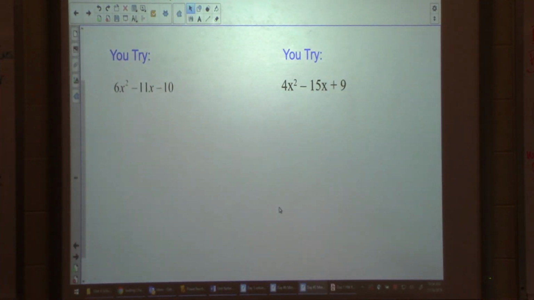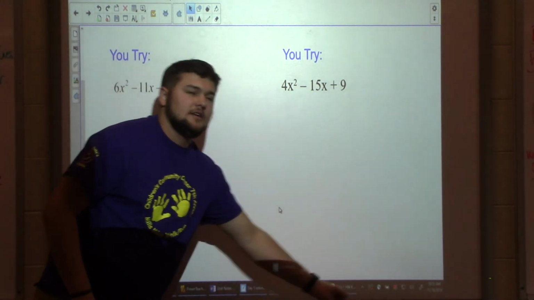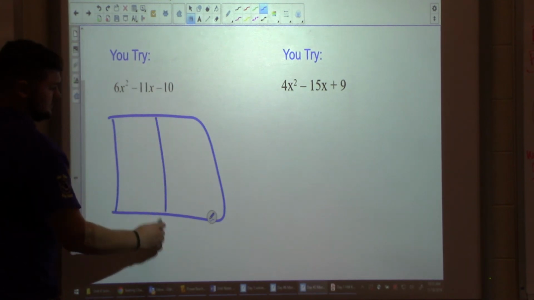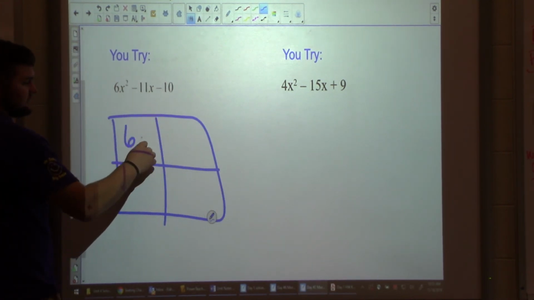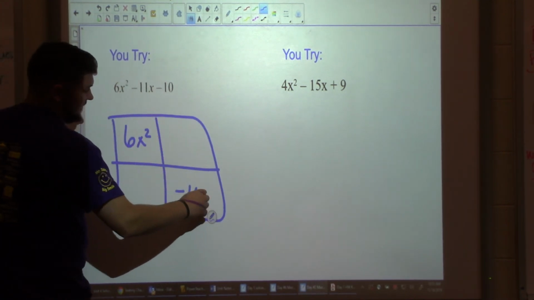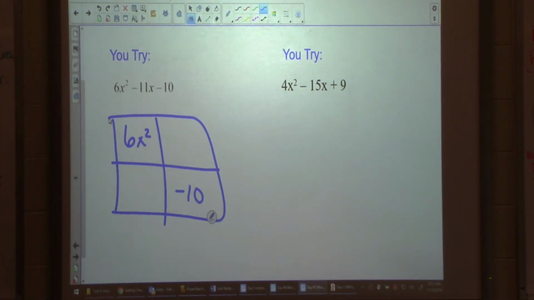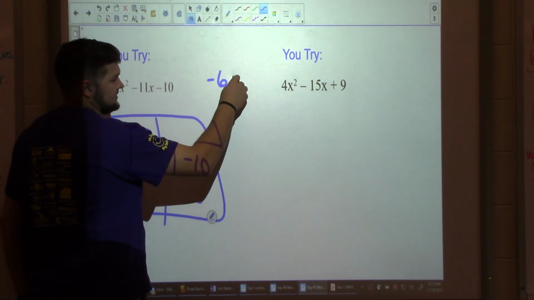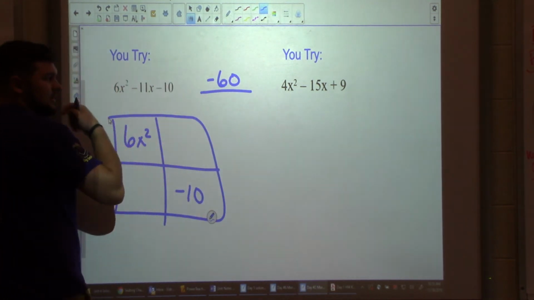6x squared minus 11x minus 10. Alright, I will do one box, one guess and check. The first one, do you want it to be box or guess and check? Box. I will do box first, guess and check for the second one. First one, if I do the box, 6x squared goes top left, negative 10 goes bottom right. 6 times negative 10 is 60 or negative 60. Either way works.